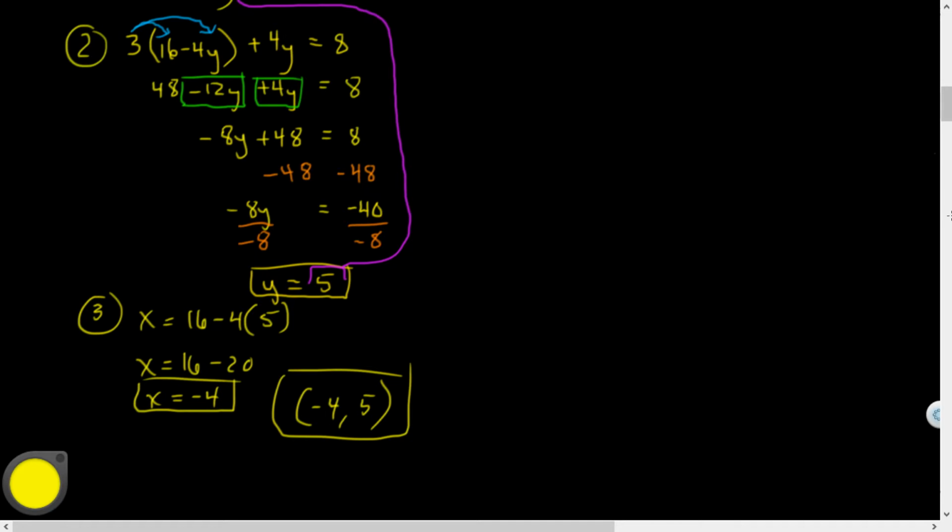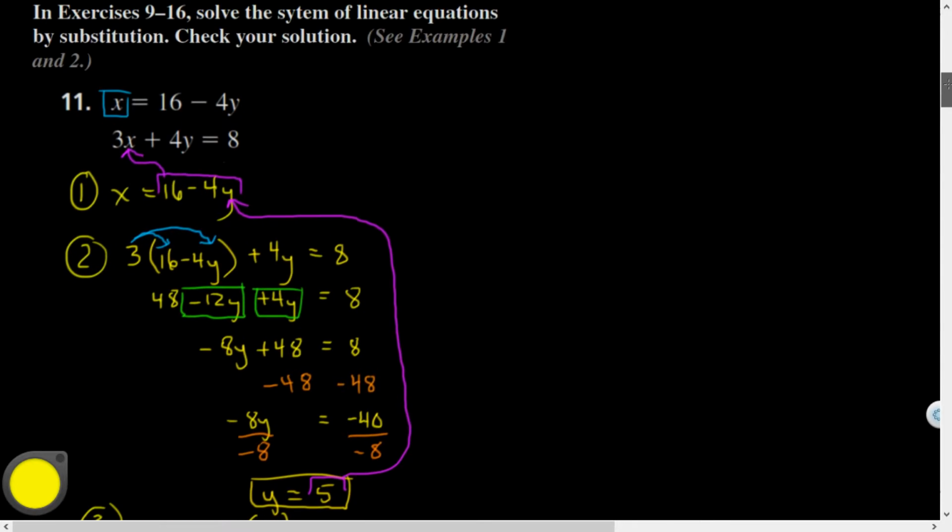Let's do a check for this one. I might not do it for the other example. -4, 5. So if this is in fact the solution, then it will be the only point that when plugged in for x and y makes both of those equations true simultaneously.